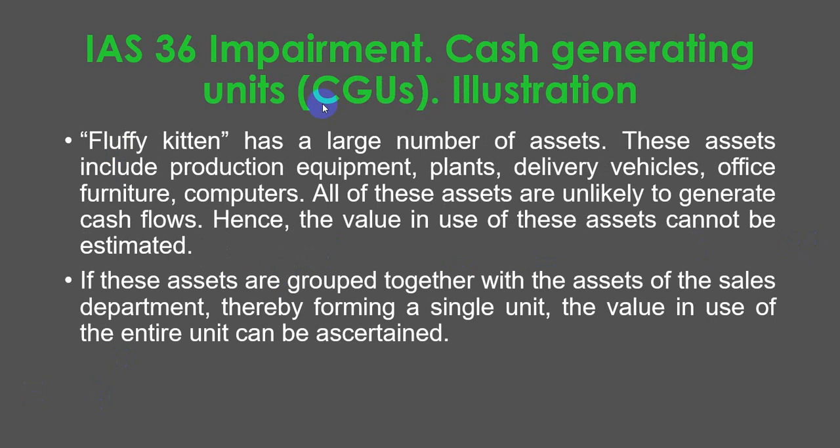So, let's look at a simple illustration. Our entity, Fluffy Kitten, has a large number of assets. These assets include production equipment, plants, delivery vehicles, office furniture, computers. All of these assets are unlikely to generate cash flows by themselves. Hence, the value in use of these assets cannot be estimated. If these assets are grouped together with the assets of the sales department, thereby forming a single unit, the value in use of the entire unit can be ascertained.